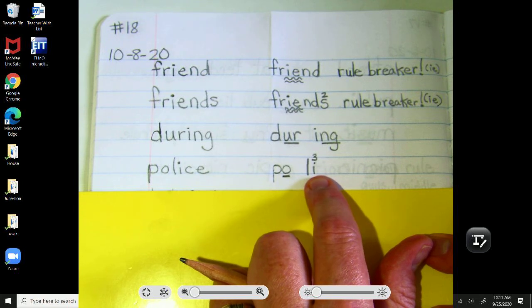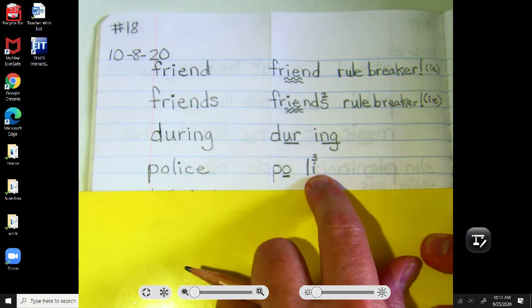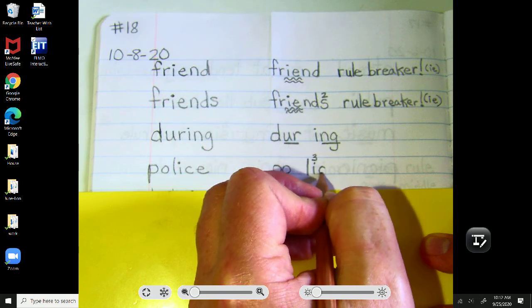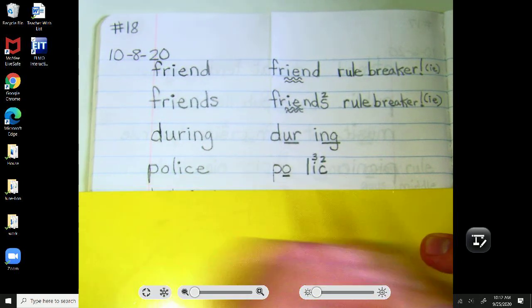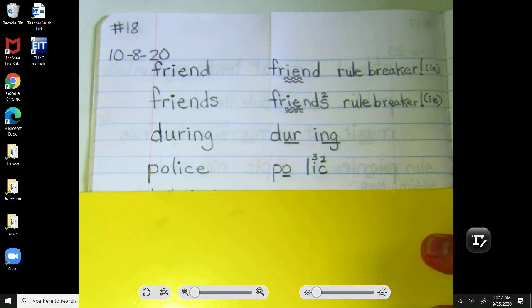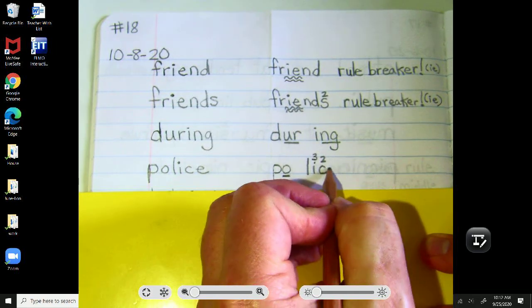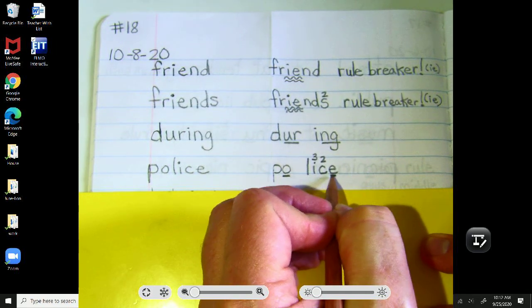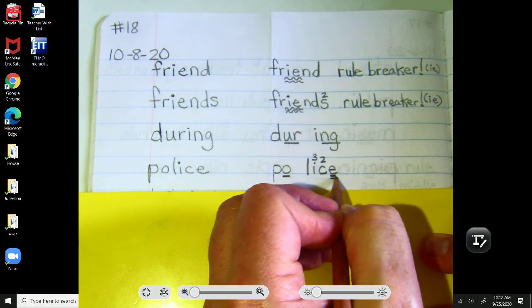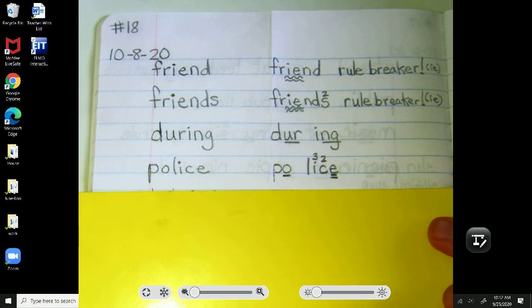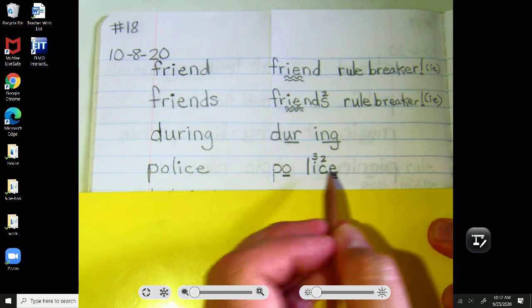An I does not often say E. That's why it's the third sound, because it doesn't do that very often. But in police, it does. Then we have a K, saying its second sound. But you can see we don't yet have the spelling of police. We need a silent final E. Remember, we're going to double underline a silent letter. And then, scholars, we're going to come back to this silent E in just a moment.